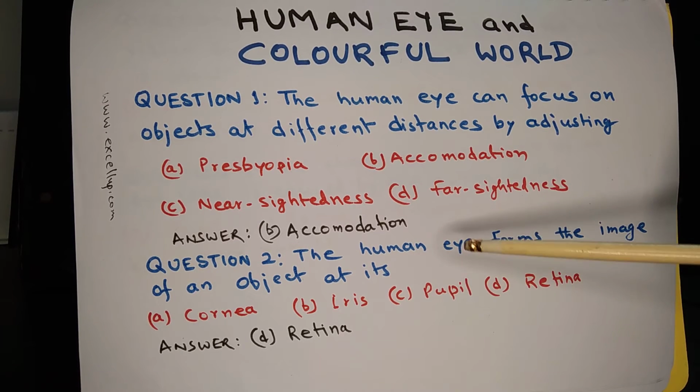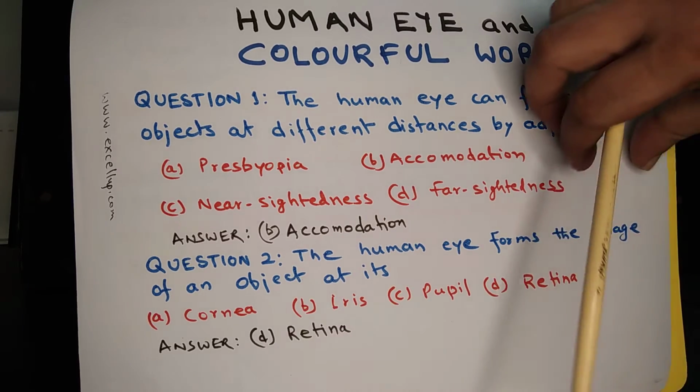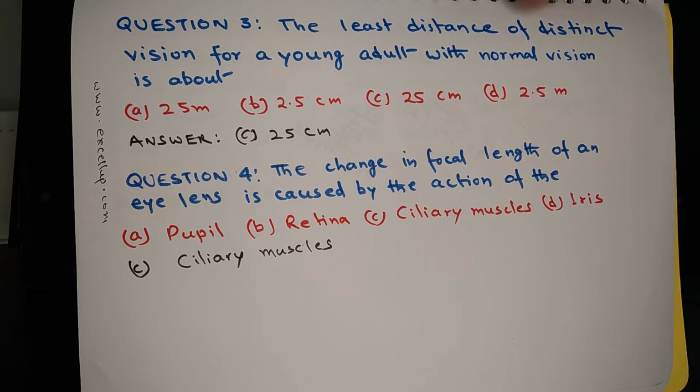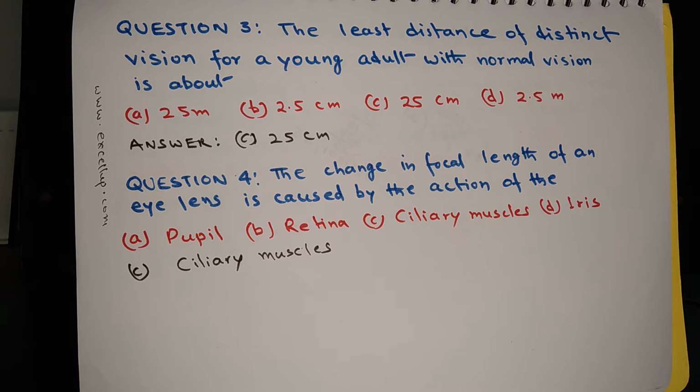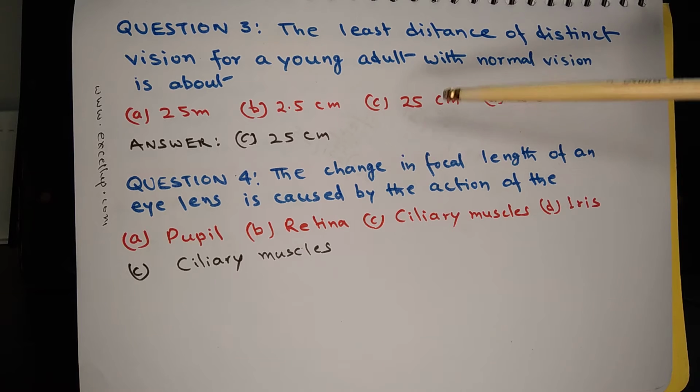Question 2 is, the human eye forms the image of an object at its: cornea, iris, pupil and retina. And the answer is option D, retina. Question 3. The least distance of distinct vision for a young adult with normal vision is about option A, 25 meter, B, 2.5 centimeter, C, 25 centimeter and D, 2.5 meter. And the correct answer is option C, 25 centimeter.